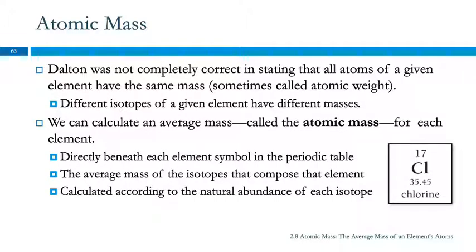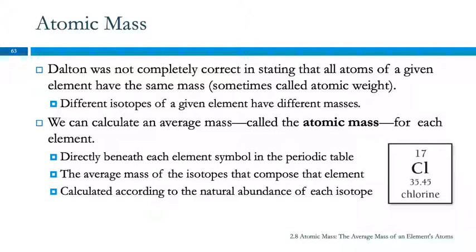So atomic mass. If atoms of the same element can have different numbers of neutrons, then they have different masses, and that means that part of Dalton's theory was not exactly correct. Doesn't mean we have to discount the whole thing, but it means we need to modify that part of the theory.